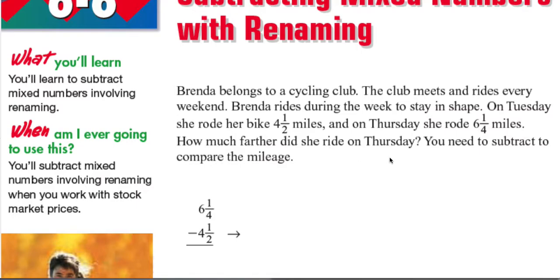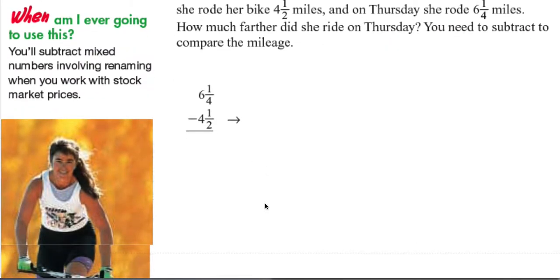And you know for a fact that in this example, you will need to subtract to compare the mileage. Remember the three meanings of subtraction we learned in the previous lessons. So we want to get 6 1/4 minus 4 1/2. We get the LCD of 6 1/4 and 4 1/2, which is 4.